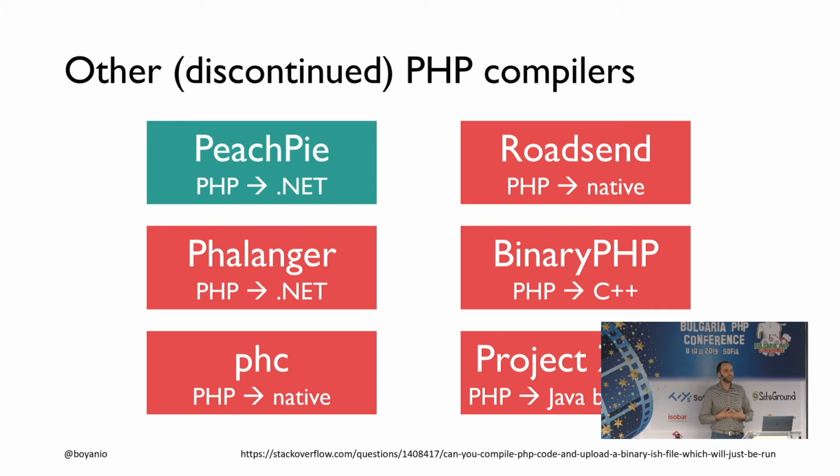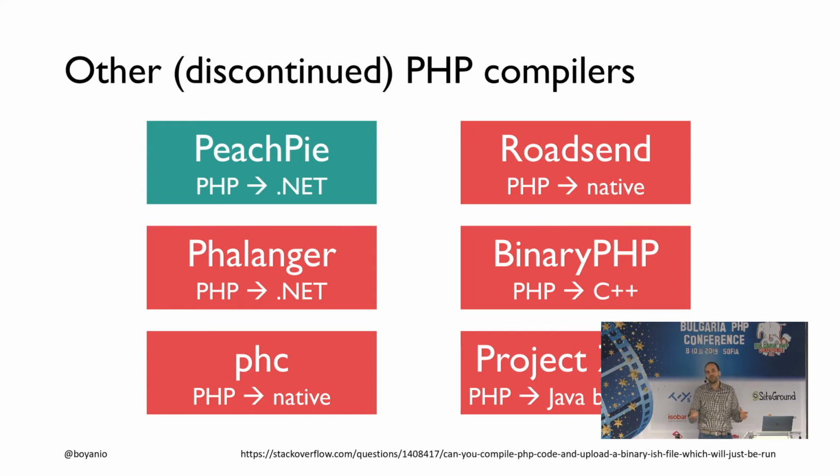This is an idea that has been out there for many ages. There are projects trying to compile PHP to native, to C++, to .NET, to Java. However, most of them are unfortunately discontinued. You can see the only active project is PHP that transforms PHP into .NET code. And from there, because .NET is also a virtualized language, you need a .NET virtual machine in order to execute this. So it doesn't really help us that much if we want to transform this into WebAssembly.